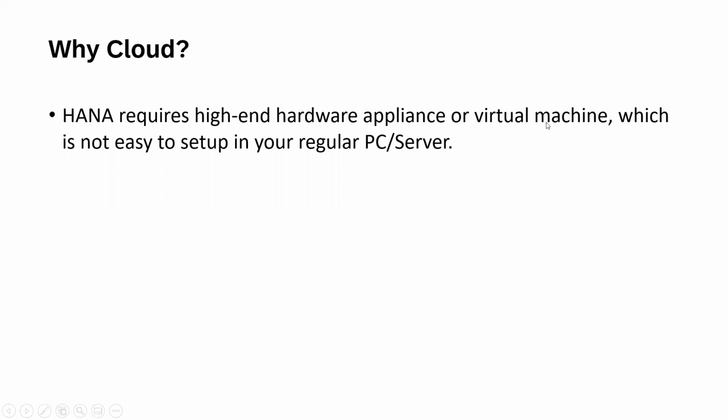It can be a dedicated appliance also. You can directly install HANA on direct hardware, or you can install VMware on that appliance, create VMs, and then install the HANA database on the VMs. That is not easy to set up on your regular PC or server, because normal servers come with, say, 64 GB or 128 GB memory. These kinds of servers are not enough for installing your HANA database, because it has a very high memory requirement.